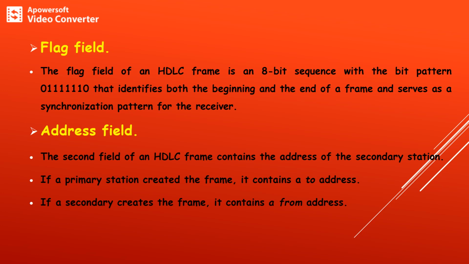Flag field. The flag field is used in order to provide synchronization for the receiver. The flag field in the case of HDLC is an 8-bit sequence with the pattern 0 followed by 6 ones and 0. That identifies both the beginning as well as the end of a frame. The second field is the address field, which carries the address of the secondary station. Always the address field carries the address of the secondary station.